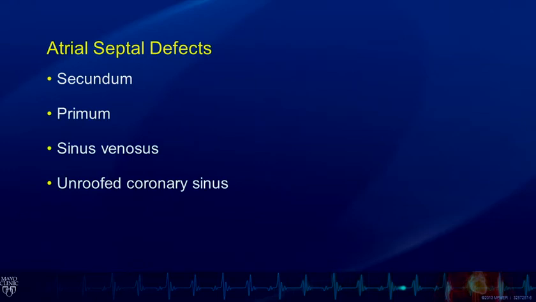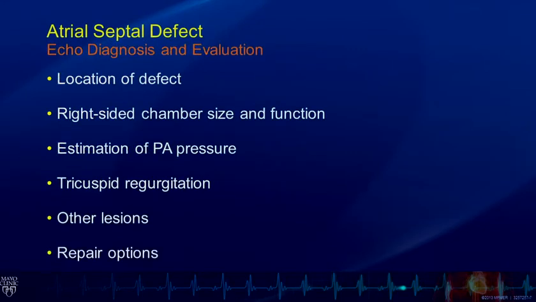The atrial septum has multiple communications and connections made embryologically, and at each one of these connections there can be a defect. That leads to 4 types of defect: the secundum defect, the primum defect, the sinus venosus defect, and the unroofed coronary sinus.